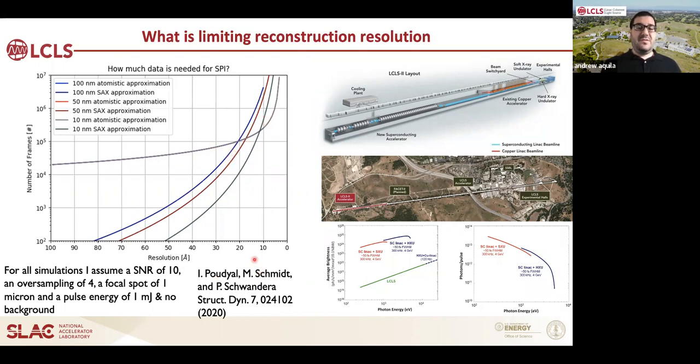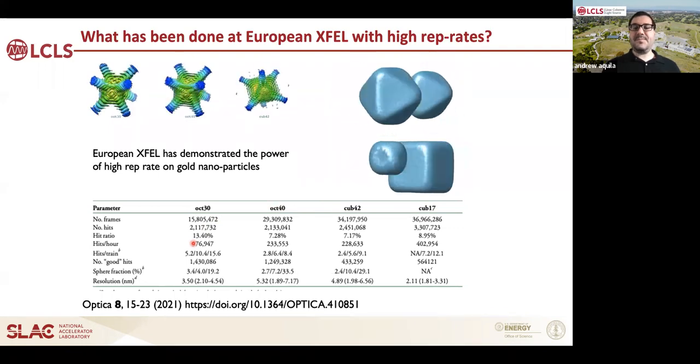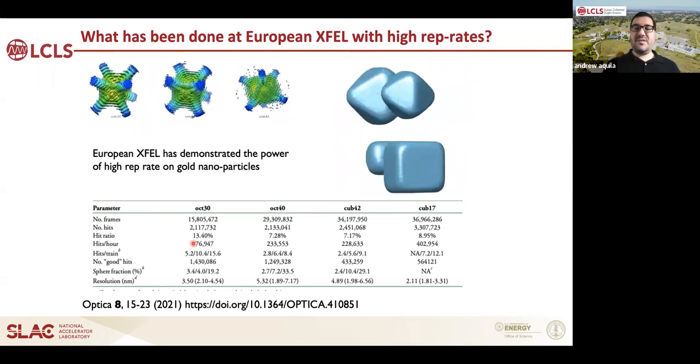By the way, if you want to know how to do the modeling, it's fairly straightforward. There's a wonderful paper that came out a few years ago that shows you exactly how much data you need to do this technique. And this is what European XFEL did. These are little gold objects, 30 nanometer and 40 nanometer cubes, and 17 nanometer cubes. They collected 15 million frames of data on some of these, and they were able to construct the three-dimensional diffraction volume and reconstruct what the objects actually look like in three dimensions.